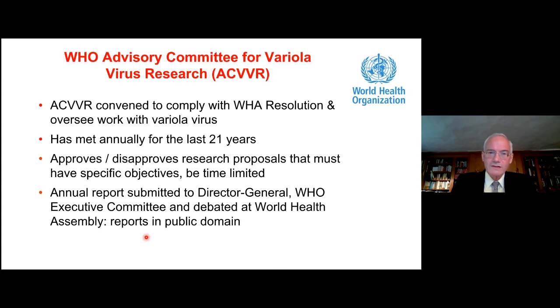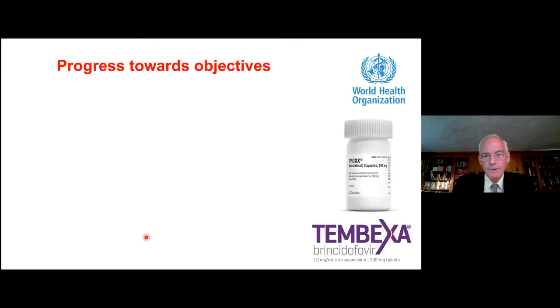So to oversee the research, the WHO set up this committee called the Advisory Committee on Variola Virus Research that was convened to oversee the work with variola virus. It's met annually for the last 20 years or so. Each year it will approve or disapprove research proposals that must have specific objectives and be time limited. Then after each meeting, a report is produced, goes to the Director General, to the WHO Executive Committee, and then is debated at the World Health Assembly. And these reports are in the public domain. You can all read them.